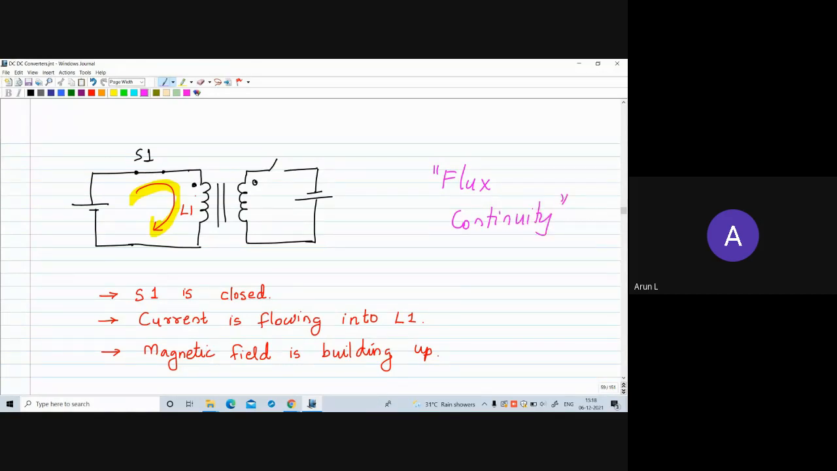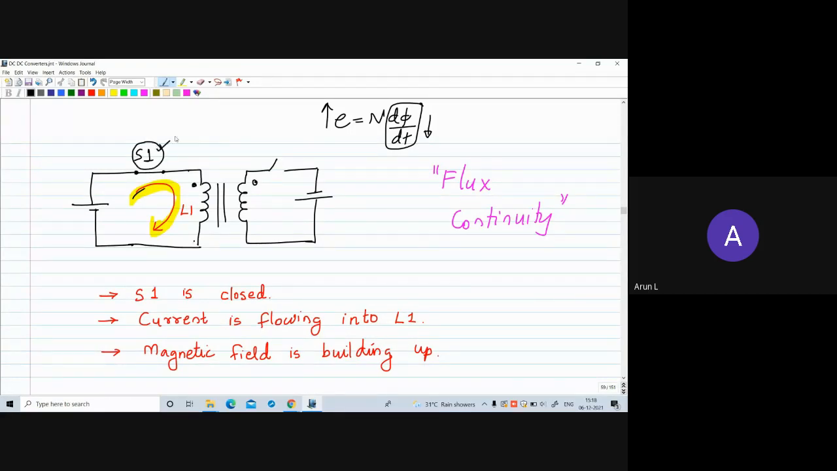So due to the flow of current in L1, some magnetic field is set up and you have flux in the core, and you cannot immediately make the flux 0, because by Faraday's law, E is equal to N into d phi by dt, and if there is a discontinuity in flux, you have impulse voltage. So we cannot have impulse voltages in a circuit like this. So we cannot afford discontinuity in flux. So initially there is a current flow in L1 and magnetic field is building up.